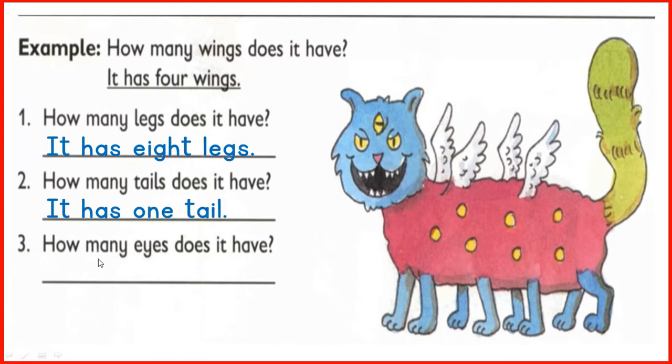Now next question. How many eyes does it have? We have 2 eyes, but this monster has 3 eyes. 1 2 3. Answer of this question is it has 3 eyes. Repeat after me. It has 3 eyes. A monster has 3 eyes. Now write, it has 3 eyes.